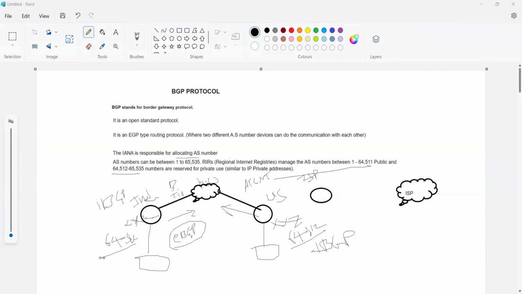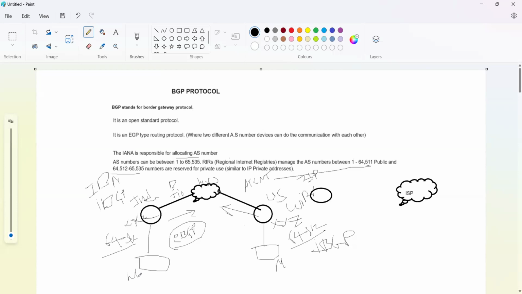You can assume an IBM company wants to communicate with Wipro. Then BGP is required here, because they have customers and clients, like the manager here and the Wipro manager. They both want one-to-one communication. So BGP is required here also.